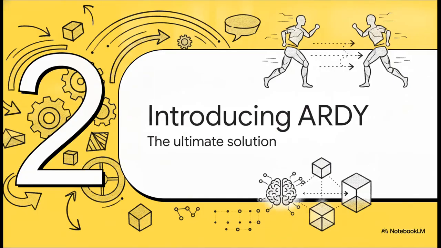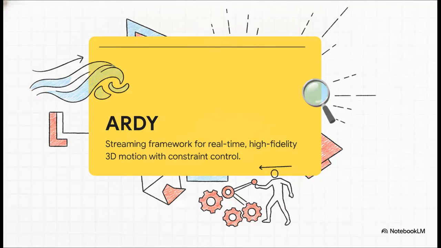Moving on to Section 2, introducing ARDY, the ultimate solution. All right, it's time to reveal the hero of our story, the framework that actually bridges the gap between those two frustrating extremes, ARDY. Now, ARDY is defined as a streaming generation framework that enables real-time, high-fidelity 3D human motion generation with text and kinematic constraint control. The really operative words here are streaming and control. It finally brings together the lightning-fast online prompting speed that interactive apps demand with the flexible, long-horizon kinematic constraints that offline models get to enjoy. It is quite literally the best of both worlds, packaged perfectly into a single cohesive system.